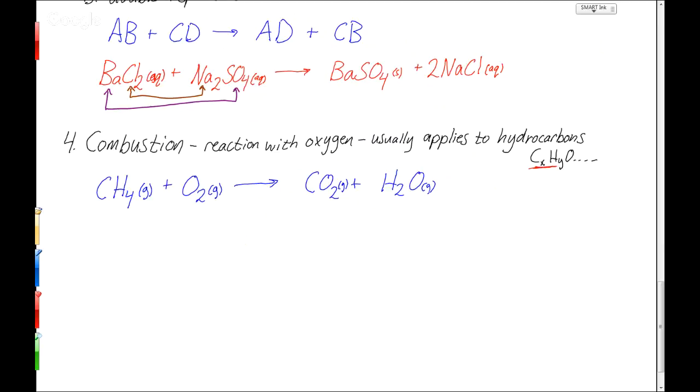Combustion reactions are nice because when you recognize them, they only ever make the same products. When you see that hydrocarbon reacting with oxygen, you know your products are always going to be CO2 and H2O. Doesn't matter what hydrocarbon you use, always going to form the same ones. So this is not balanced. We've got a few more minutes left, see if you can balance it.